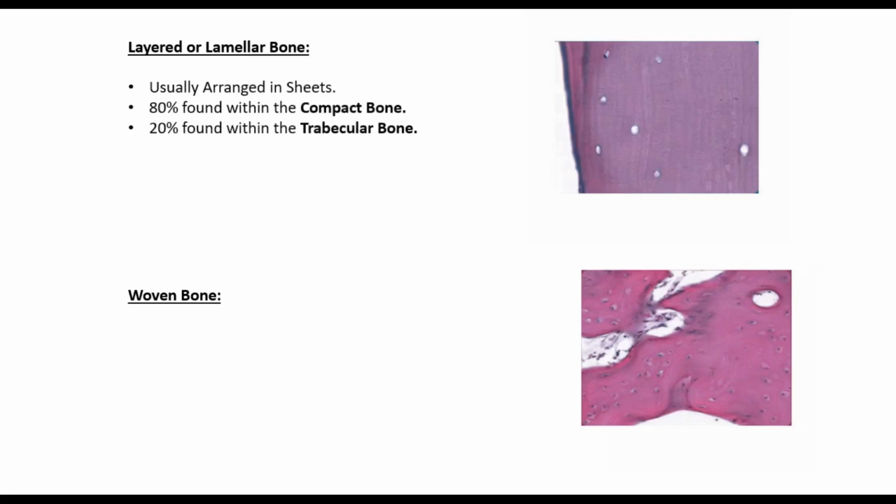Microscopically, both trabecular and compact bones will be structured in two different forms: A. Layered or lamellar bone, B. Woven bone. The bone matrix in layered or lamellar bone is laid out in sheets. Only 20% of lamellar bone is found within the trabecular bone, while 80% of it is located within the compact bone. The collagen fibers are haphazardly organized in the more immature woven bone. This type of bone is primarily present in growing and developing bones, as well as bones that have recovered from fractures.